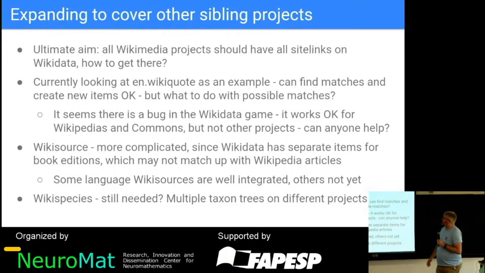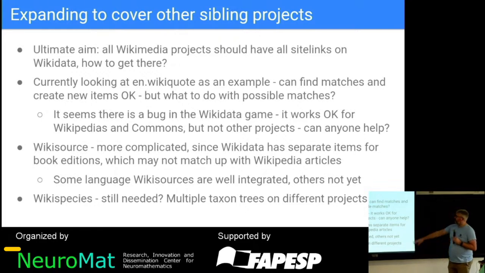Wikisource is also more complicated. So typically you have items on Wikidata for a book, but then you also have items for each edition of a book. If there's a first edition, second edition, published in different years, there might be different versions, and Wikisource uses those different versions for its links. In that case, how do you go from the Wikipedia article about the book overall to the Wikisource items about specific editions? That's not obvious at the moment. There's probably a way of doing it using a template, but it's more complicated. There's also issues like some language sources are more integrated than others. So some of the Indian ones in particular are quite well integrated. English Wikisource isn't at all. I don't know about Portuguese Wikisource.